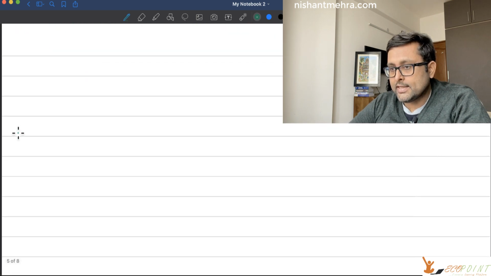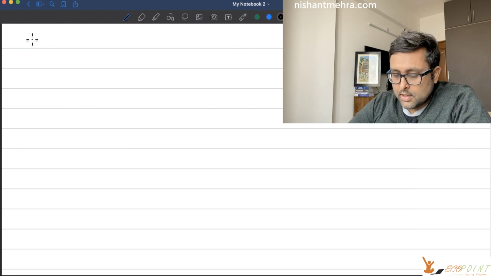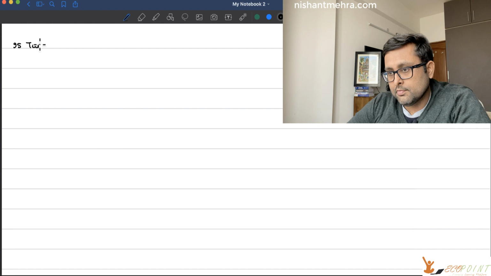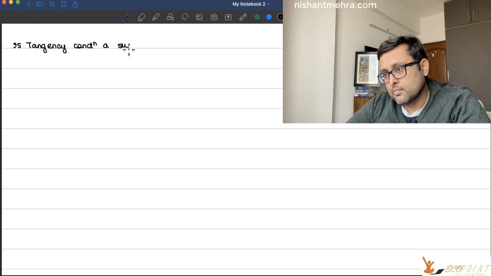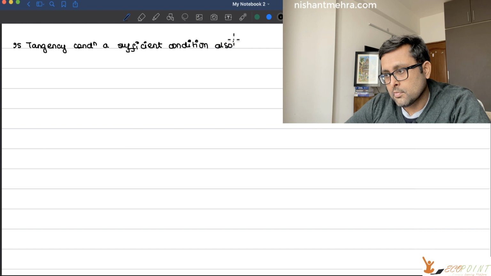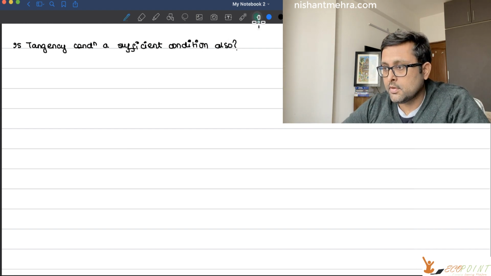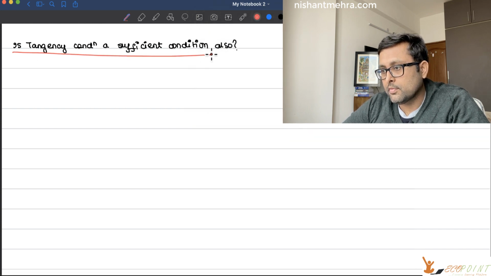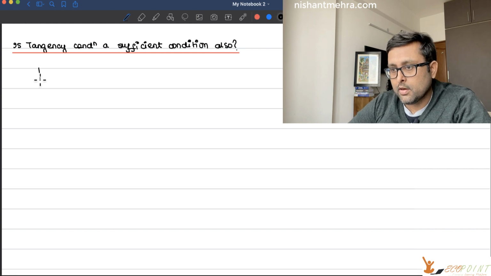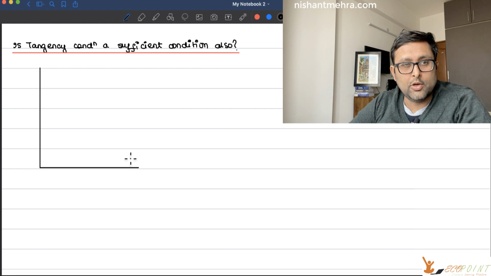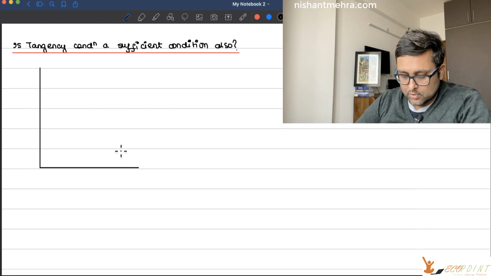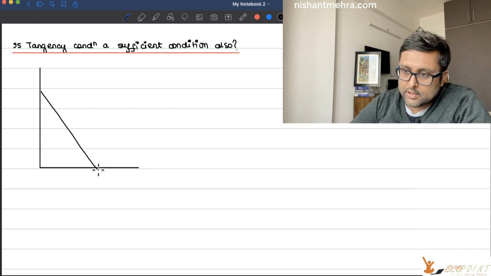So the question which arises next is, is the tangency condition a sufficient condition also? So we look at an example like this. If you're able to find a point which is tangent, can you just say that yes, this is actually going to be an optimum? So you're sure of having an optimal choice. So let's say you have this as the budget line.